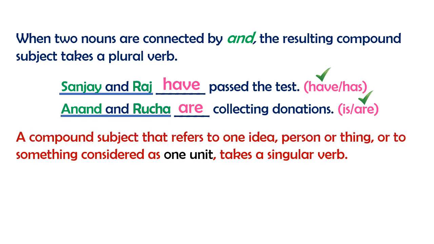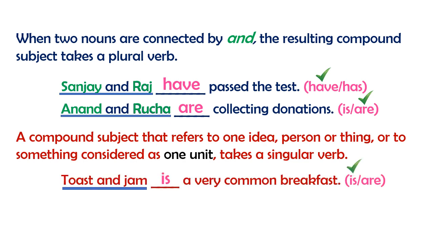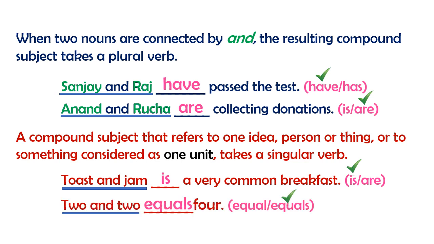But sometimes a compound subject refers to one idea, like when we talk about bread and jam or about idli and sambar. In such cases, we use singular verb. Toast and jam is a very common breakfast. 2 and 2 equals 4.